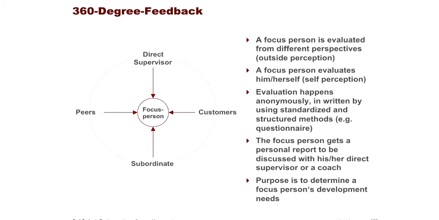What are the different angles? First angle is your subordinates. It's your team, the people who report to you. They say, okay, from our perspective, we think that Bernd is good in this and this and this, but not so good in that.